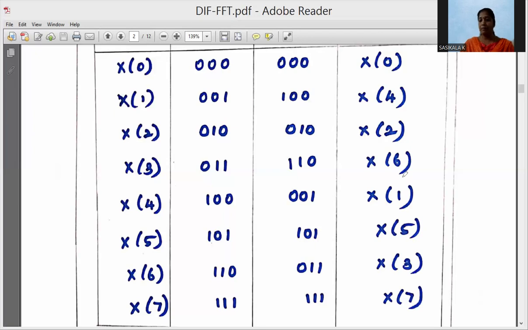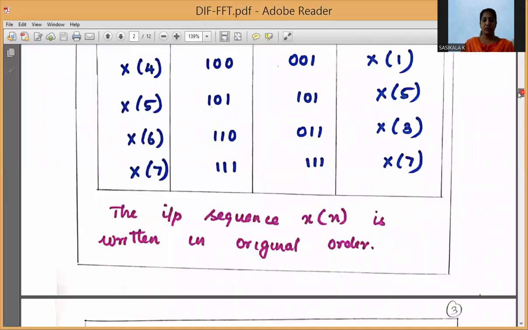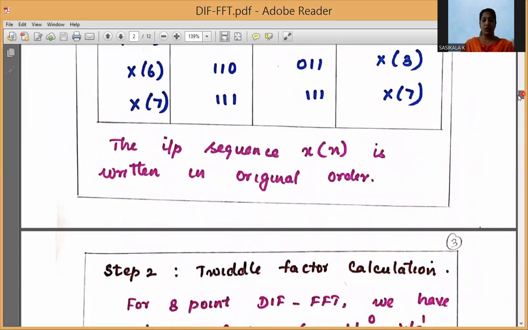And the odd numbers we know are 1, 3, 5, 7. Here 3 and 5 are interchanged. So here I'll be getting 1, 5, 3, 7. So the output is x of 0, x of 4, x of 2 and x of 6, and 1, 5, 3, 7. So this is the bit reversed format. So the input sequence should be written in the original order.